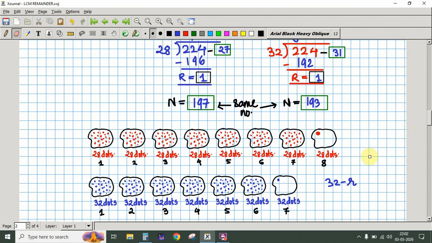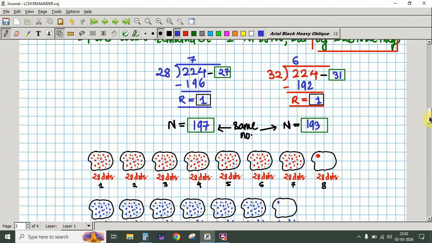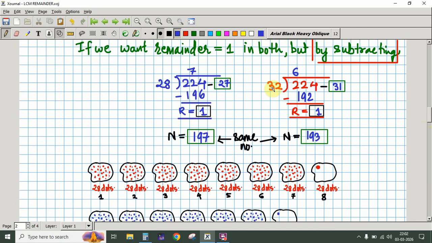This can be explained further. Why we are not getting a unique solution totally depends on the Chinese remainder theorem, which is totally out of the syllabus of grade 10.